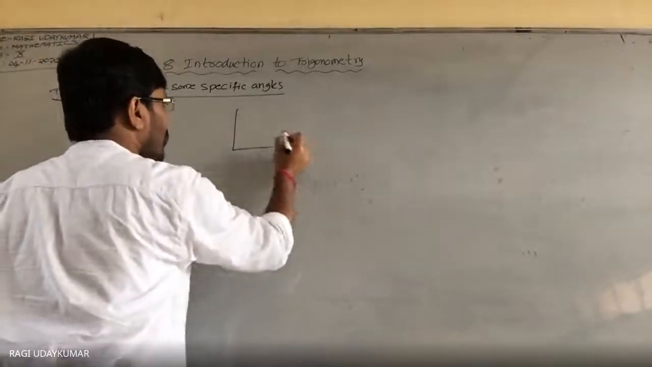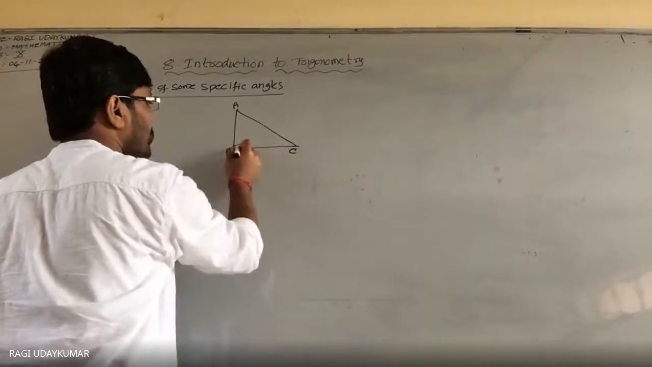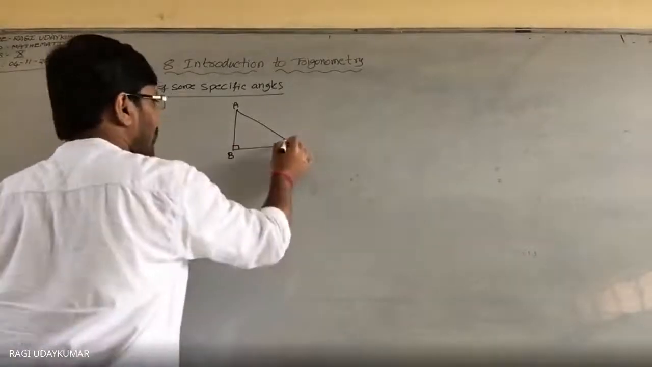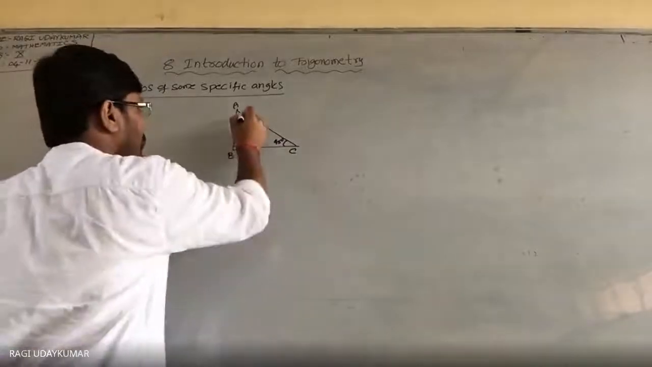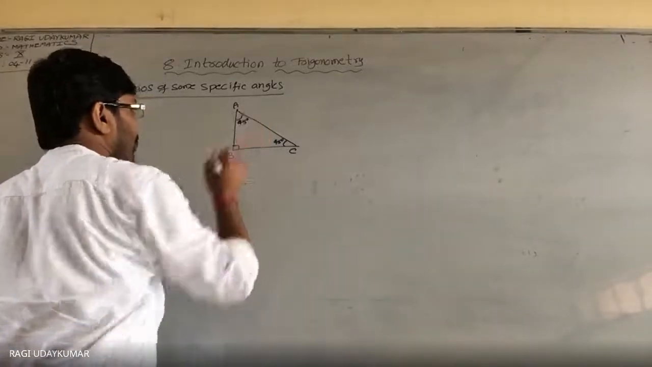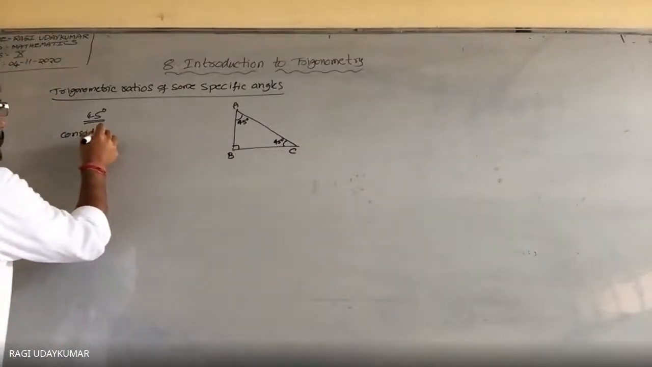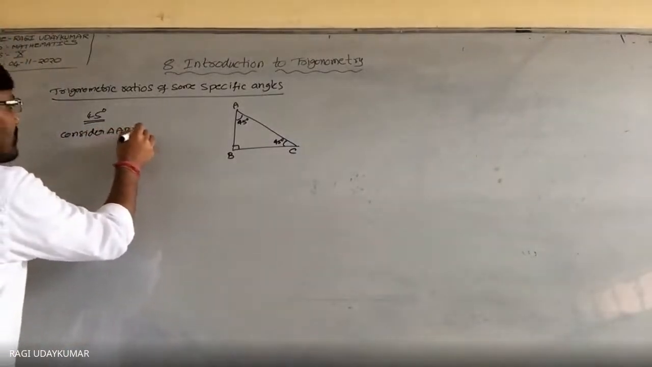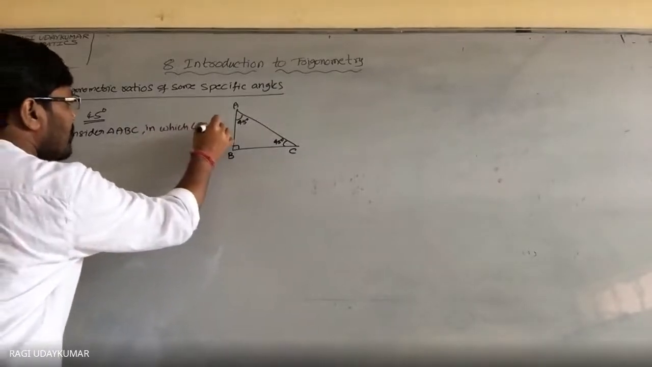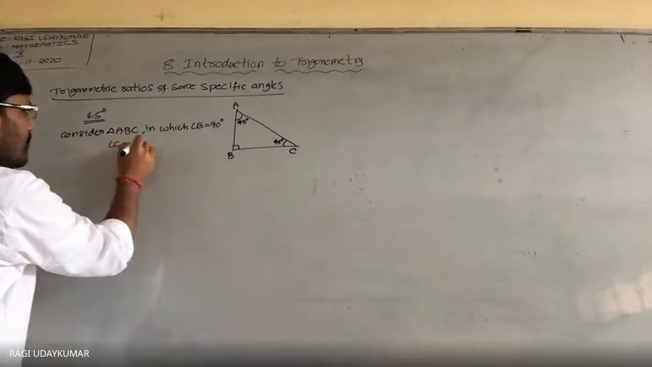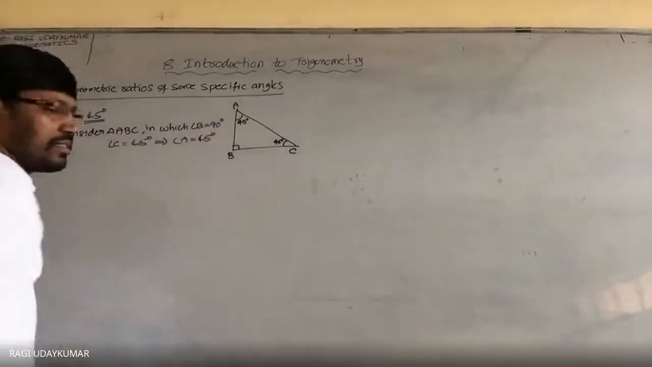So here you are going to take a right angle triangle. Let us name the right angle triangle as ABC, in which B is 90 degrees and angle C is 45 degrees. If angle C is 45, then automatically angle A is also 45. So consider triangle ABC in which angle B is equal to 90 degrees and angle C is equal to 45 degrees. This implies angle A is also equal to 45 degrees.